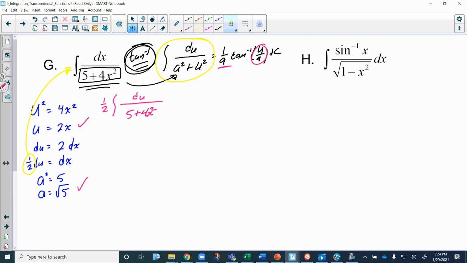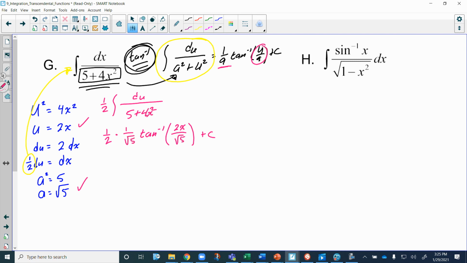So when I do that, I'm going to say 1/2 of 1 over a. So in this case, 1 over a would be 1 over the square root of 5. Now I'm going to say inverse tangent of u over a. So in this case, I have 2x over radical 5 plus my constant of integration.